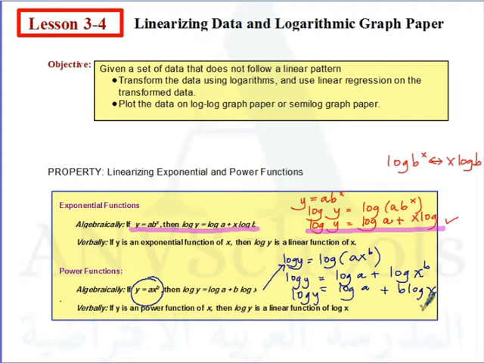You get it? We have a linear function of x now, because log a is a constant and log b is another coefficient, which is also numerical in value. And for power functions, verbally, if y is a power function of x, then log y is a linear function of log x. Remember, look at this, this is log of x. So we have a linear function of log x.